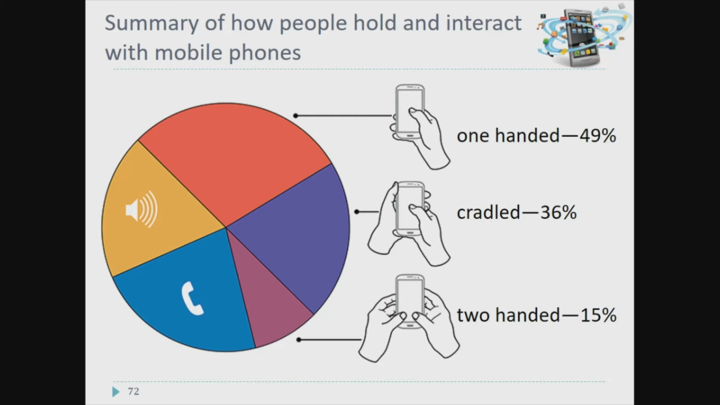So as a summary of how people hold and interact with the mobile phone, 49% of users use one-handed. Some of them use cradle and some of them use two-handed in order to handle their phone.